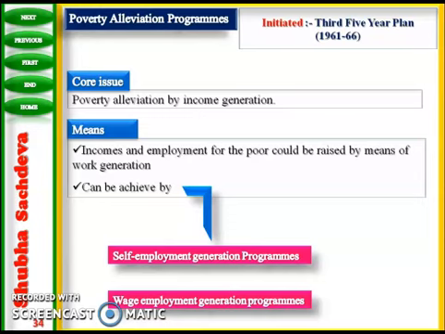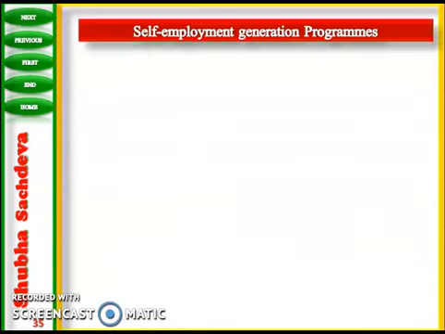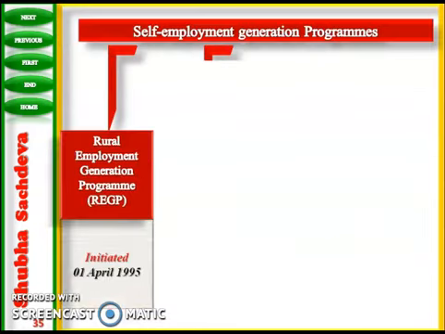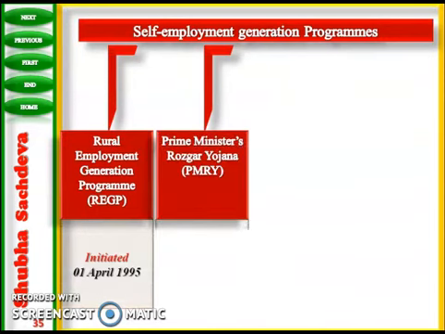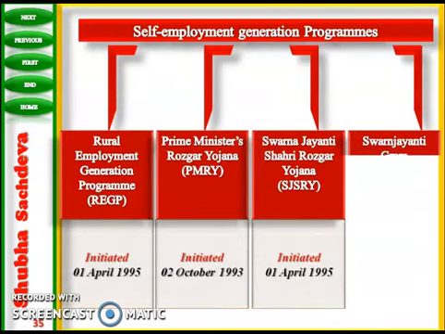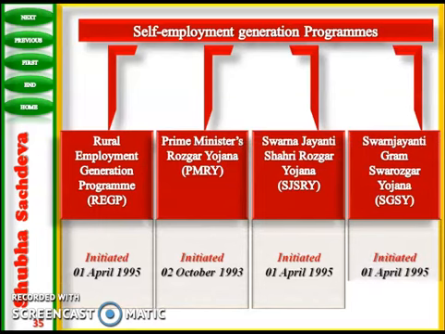And in self-employment generation program, you have to start up your own business. You have to start up your own work. From that, income will be generated. So these two types of programs were initiated by the government. So first we'll study about the self-employment generation programs. Those programs which were made for self-employment. That means in which the people will work on themselves. They'll earn their incomes. They do not work under someone.